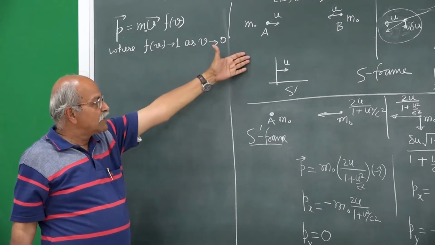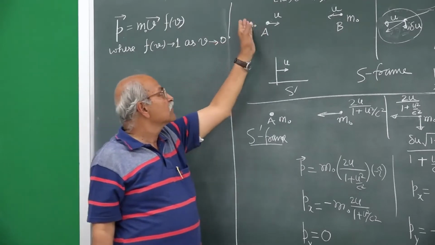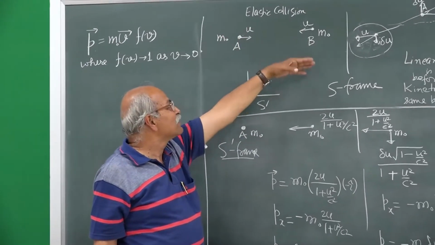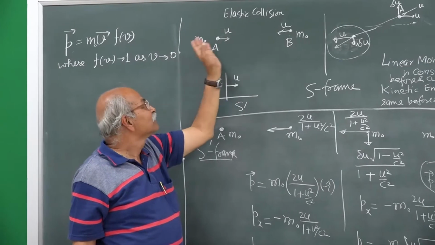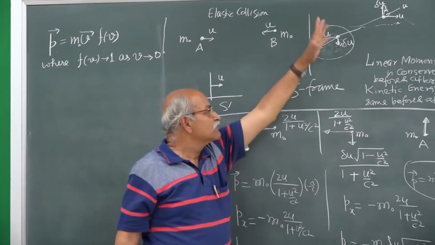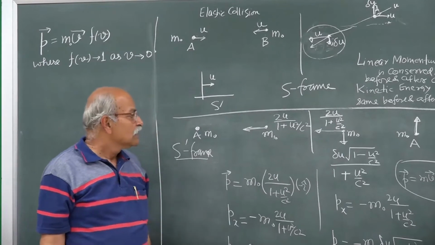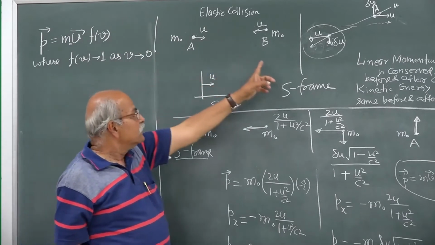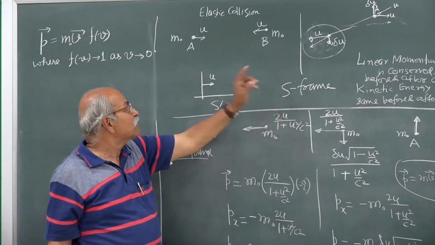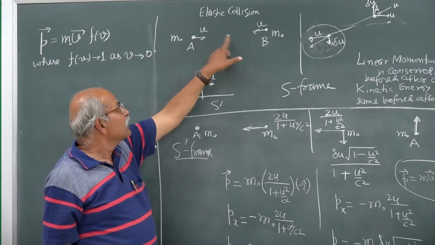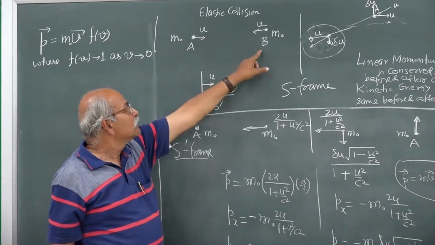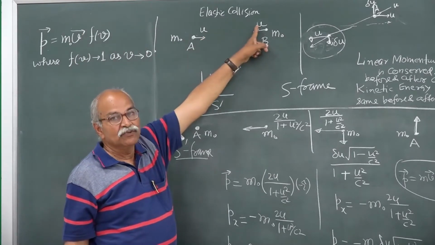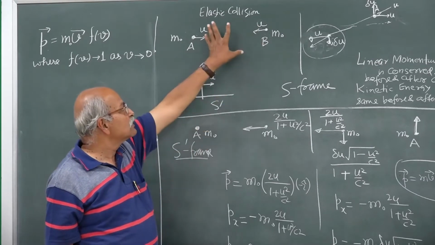So, we come to the same example once again: two particles of equal rest mass m naught and m naught going in opposite directions with the same speed u, collide, and then they go this way. Now, if I look at the new definition of linear momentum in the S frame, what happens? This momentum and this momentum both are multiplied by the same factor f v. The speed is u here, the speed is u here, and therefore, the total linear momentum is still 0.